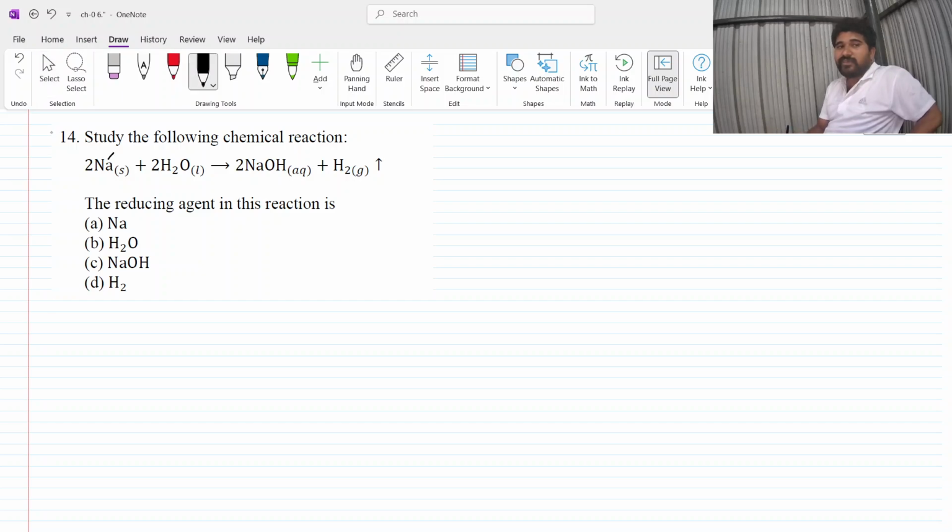Na turning to NaOH is oxidation. How you said? So oxygen is along with that. Yes, right. But if you ask me, I will tell in this way. When Na is alone, its charge is zero. Charge I am talking, not the valence. Atom's charge is zero. Every atom's charge is zero. Now it became NaOH, which means Na will be Na plus and OH will be OH minus.